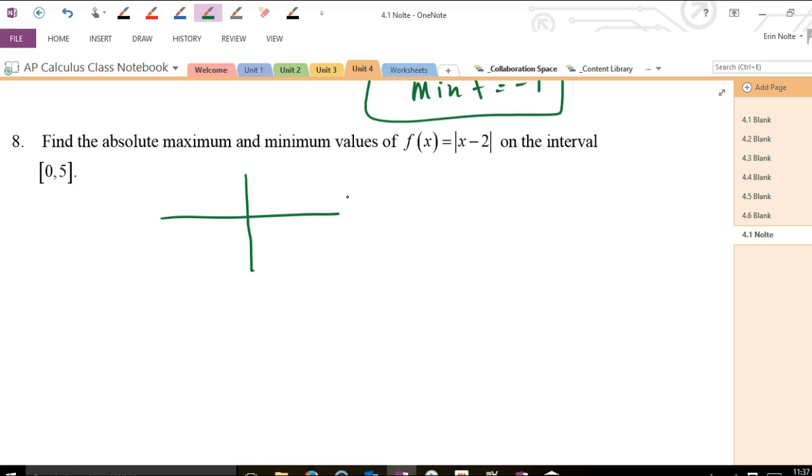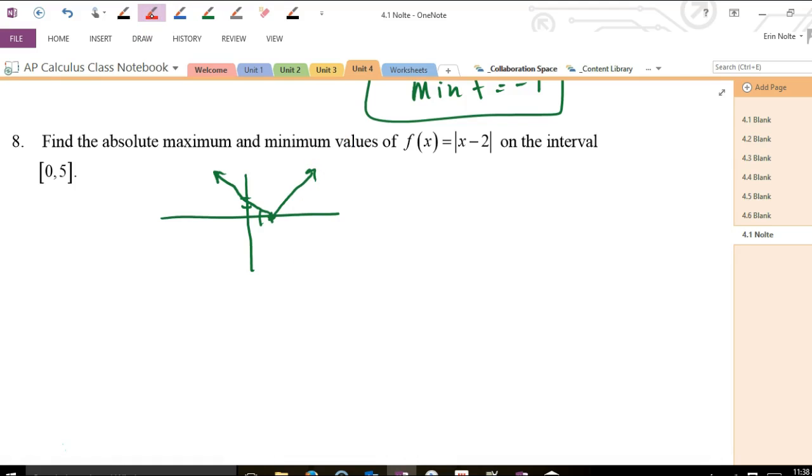What does the absolute value look like? It's a V. Okay, so if I have x minus 2, what direction is it going to go? To the right. To the right 2. So I go to the right 2, it has a slope of 1, so I can go up 1 over 1 in both directions. It's going to cross the y value at 2. Okay.